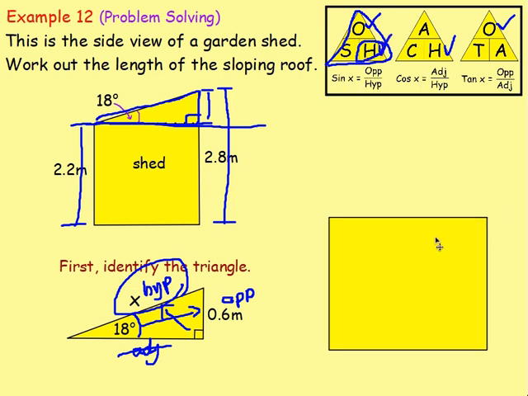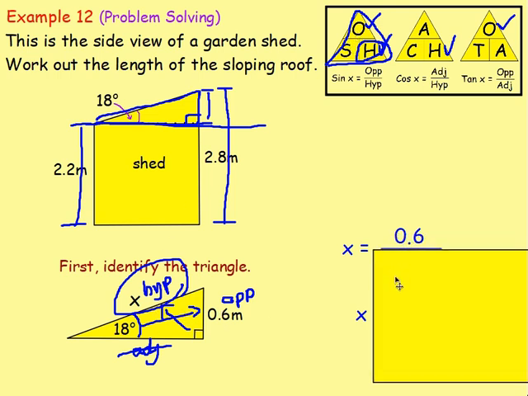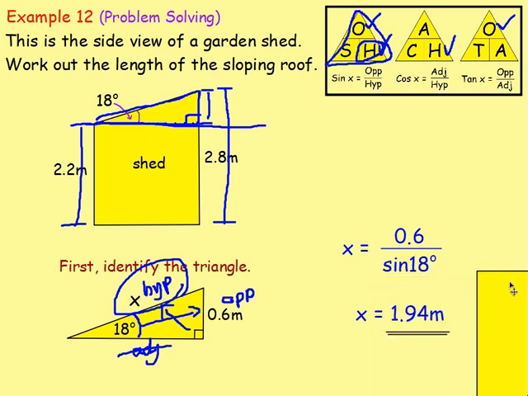So we're calling that x, so you would write down x equals, and then once you've done that, because you are left with O and S, O is on the top, so it's going to be the opposite divided by, what length is the opposite? 0.6, so it'll be 0.6 divided by, and at the bottom you've got S for sine. Sine is the angle, so it's going to be sine of 18. 0.6 divided by sine 18 gives you 1.94 meters. So that would be the length of the sloping roof on that garden shed.